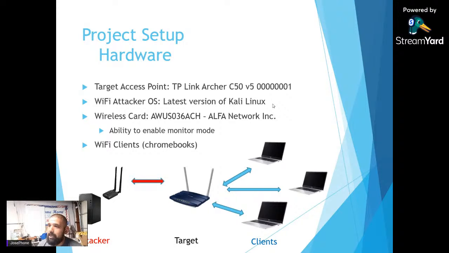For the Wi-Fi attacker, I actually used my desktop PC, and I was able to get a wireless network card that was able to go into monitor mode and able to transmit packets, which is the AWUS036ACH, the Alpha card. I got that specifically so I can do this project. And then for the Wi-Fi clients that create the traffic in the background, I just used Chromebooks that I had here to be able to generate that traffic.